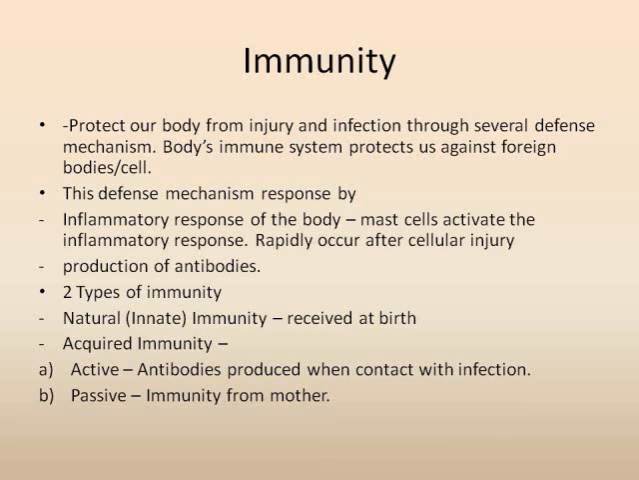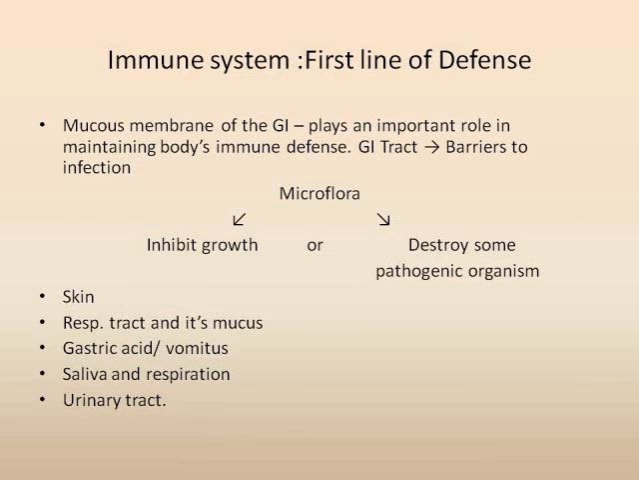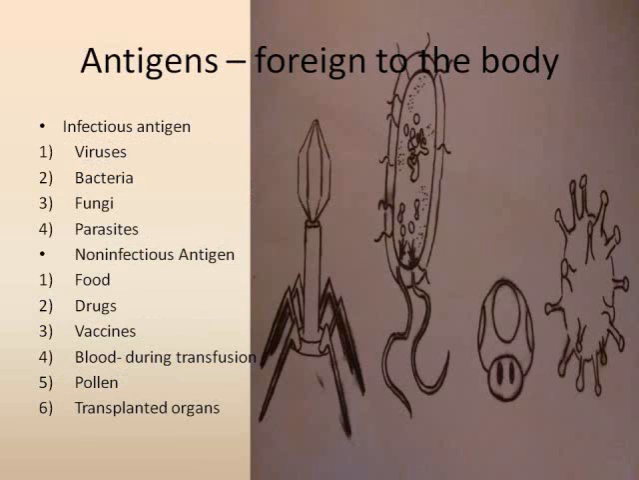Mast cells activate the inflammatory response, and the inflammatory response rapidly occurs after cellular injury. First lines of defense include the skin, the mucous membrane of the GI, the respiratory tract and its mucus, the gastric acid and vomitus, saliva and respiration, and the urinary tract.